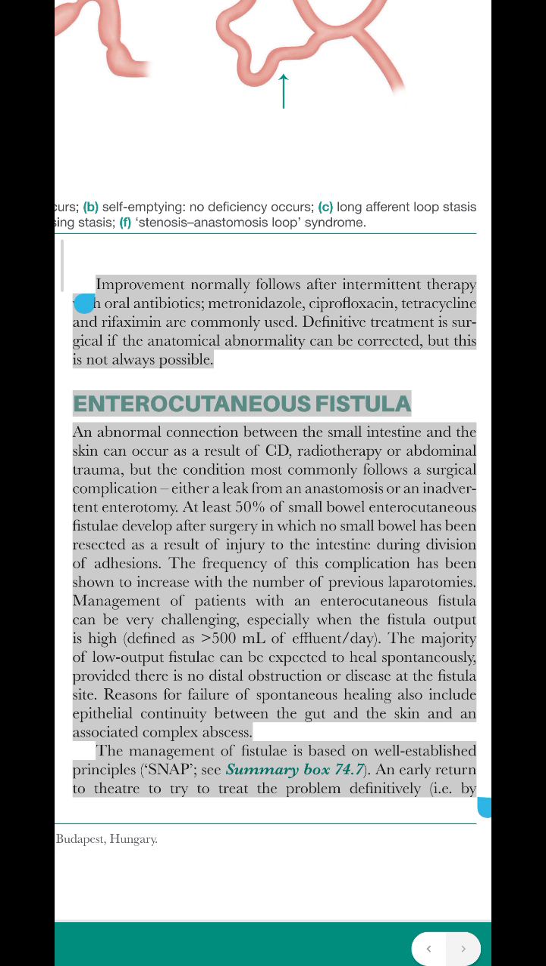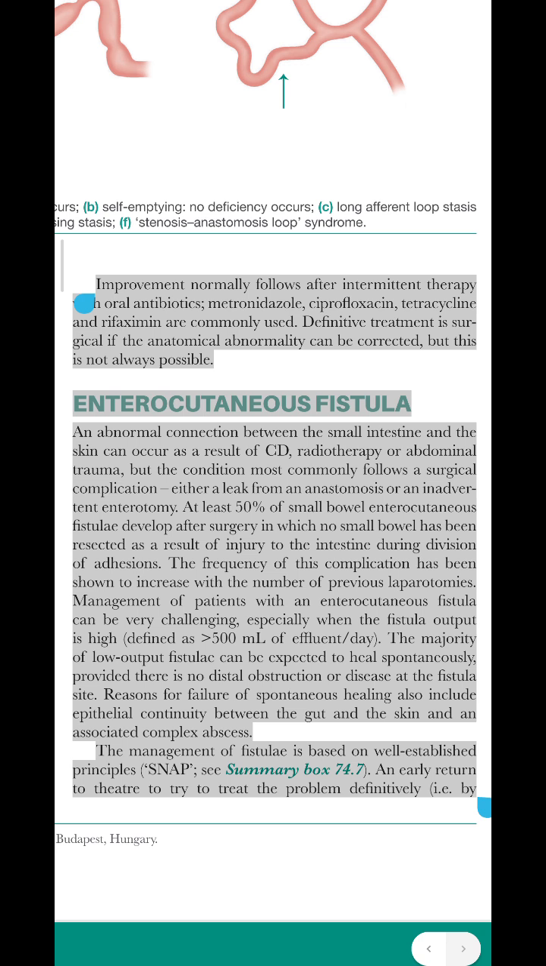Management of patients with an enterocutaneous fistula can be very challenging, especially when the fistula output is high. This is defined as greater than 500 ml of effluent per day. The majority of low-output fistulae can be expected to heal spontaneously, provided there is no distal obstruction or disease at the fistula site. Reasons for failure of spontaneous healing also include epithelial continuity between the gut and the skin and an associated complex abscess. The management of fistulae is based on well-established principles. SNAP, see summary box 74.7.